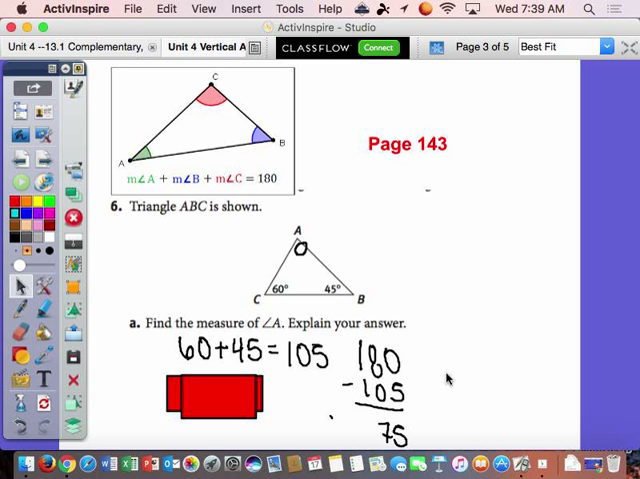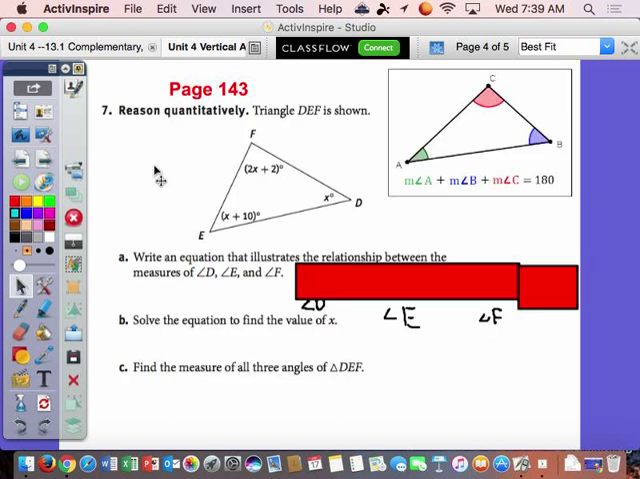This is very similar to the complementary and supplementary that you did last time we met, when we were doing our homework. All right? Now we bring in the more difficult, okay? We're getting higher in math. We got to do a little bit more difficult stuff.